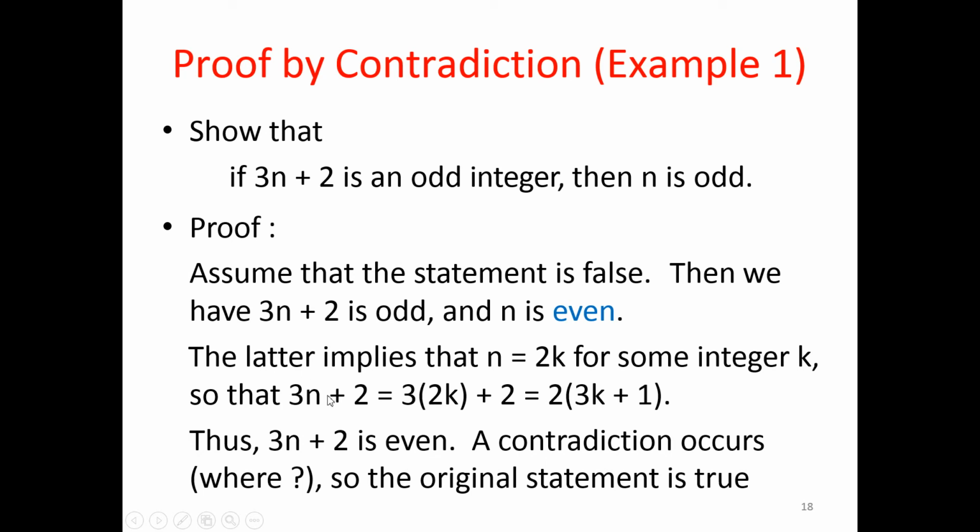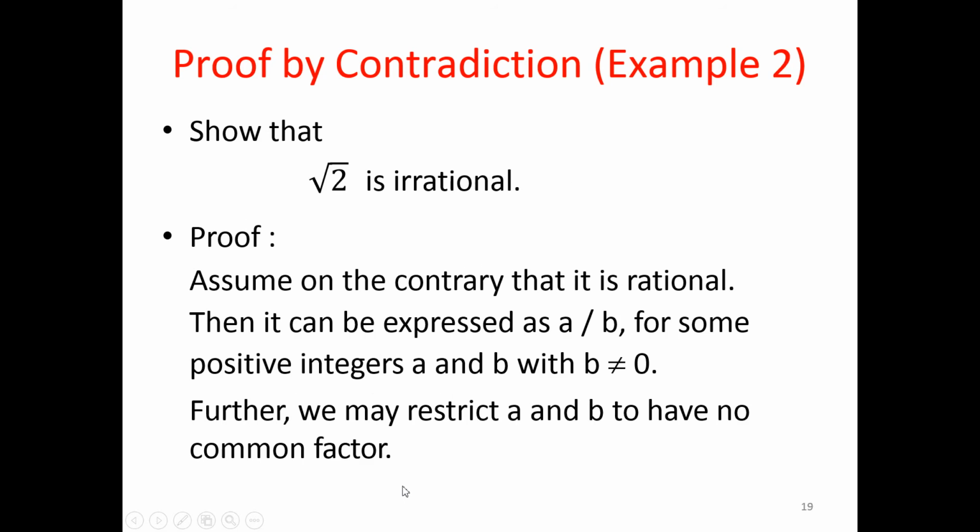So that 3n + 2 = 3 × 2k + 2, which is 2(3k + 1), and which implies 3n + 2 is also even, which is a contradiction to the fact that 3n + 2 is an odd integer. And so our assumption was wrong. Our assumption, which was n is even, was wrong. So the original statement is true.